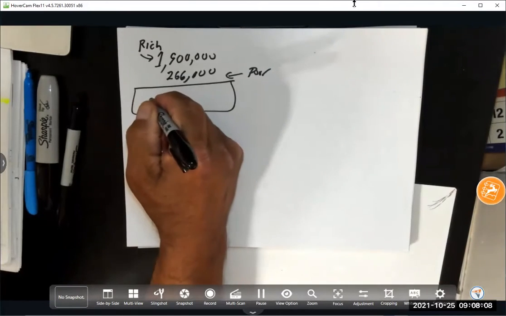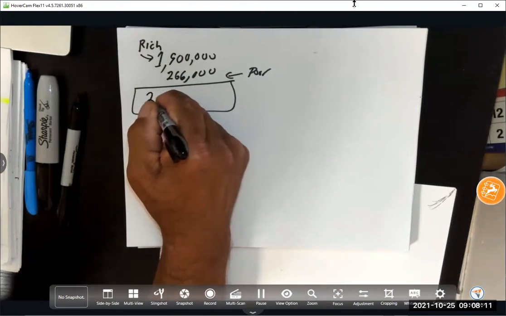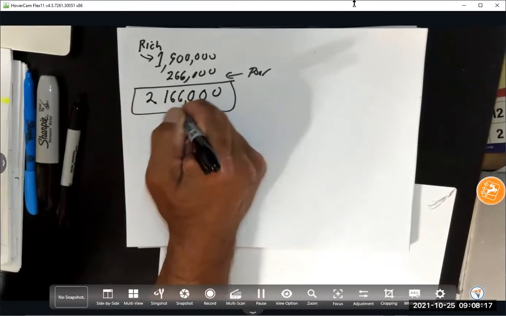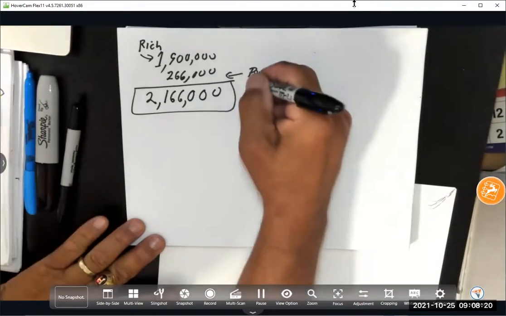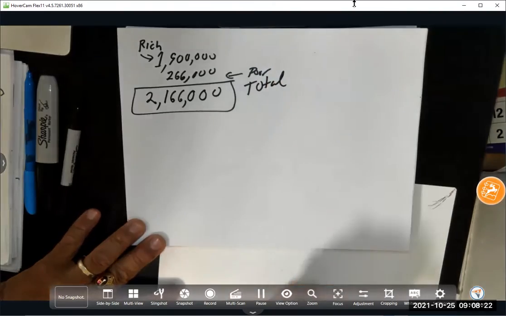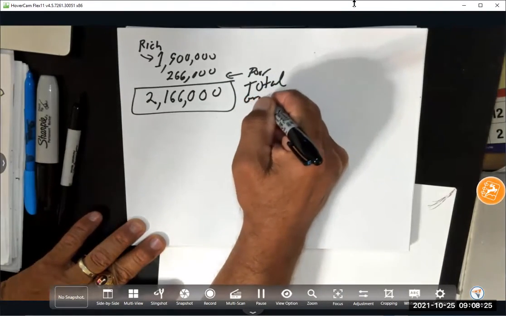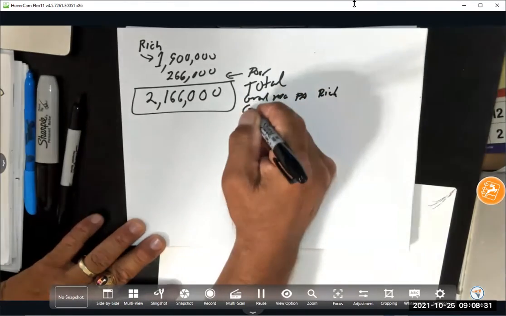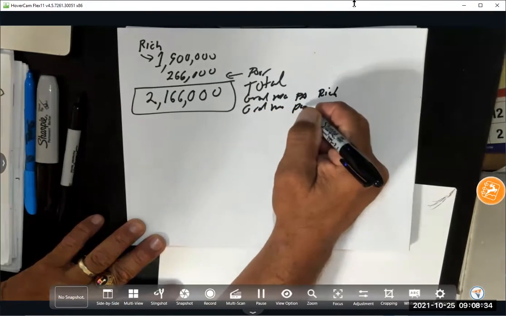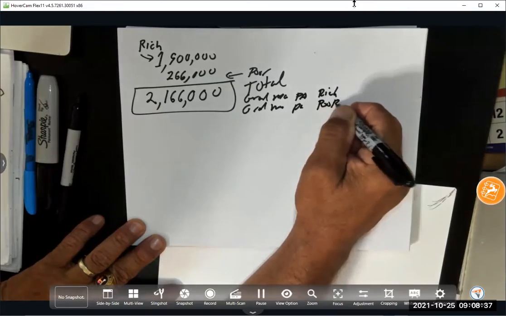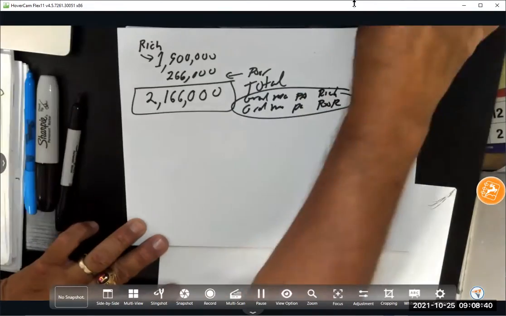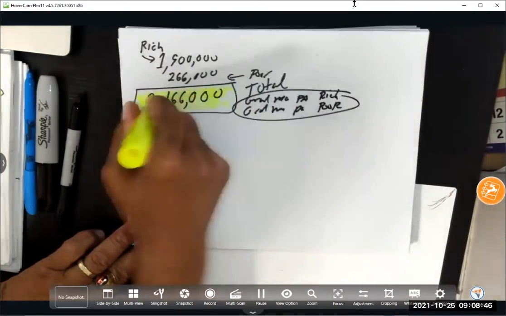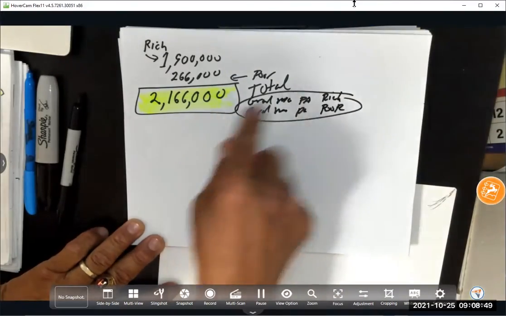So 2 million. Oh, just give me numbers. Two, what else? 166,000. Okay, and then 0, 0, 0 like that. Is that right? Yes. So this is the total that they have. Okay, this is from grandma and pa, the rich, and grandma and pa, the poor. So this is all the money that they have, both of them together. Grandpa 1, grandma 1, and grandpa 2, grandma 2. So this is all the money they have in there.